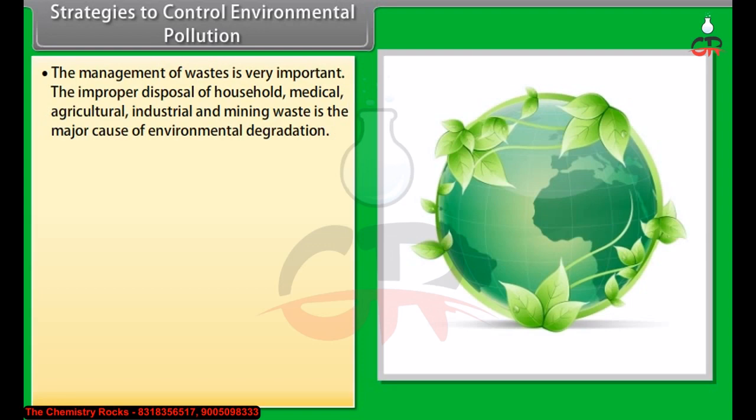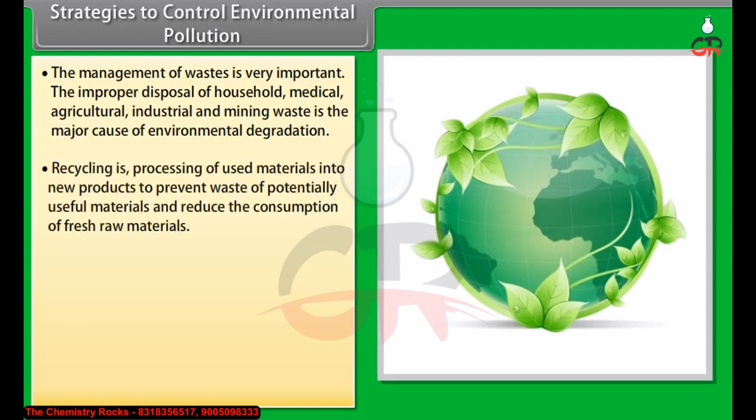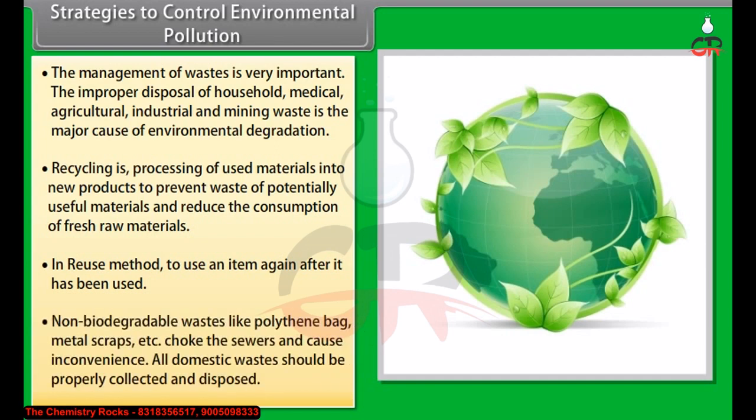Recycling is processing of used materials into new products to prevent waste of potentially useful materials and reduce the consumption of fresh raw materials. In the reuse method, an item is used again after it has been used. Non-biodegradable wastes like polythene bags, metal straps, etc. choke the sewers and cause inconvenience. All domestic wastes should be properly collected and disposed.